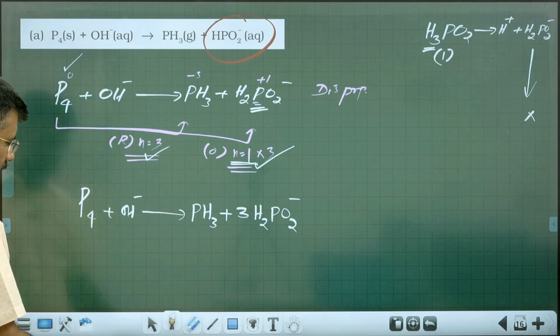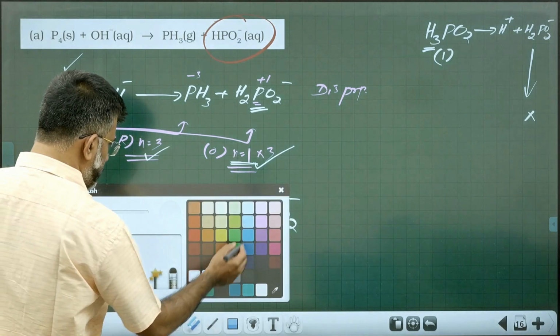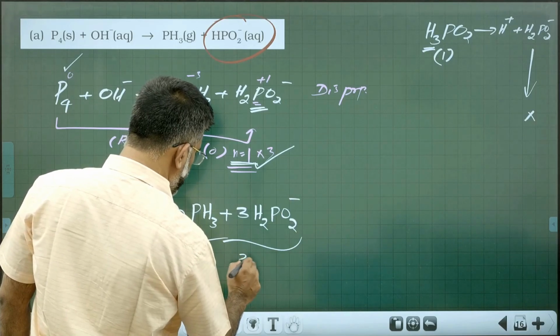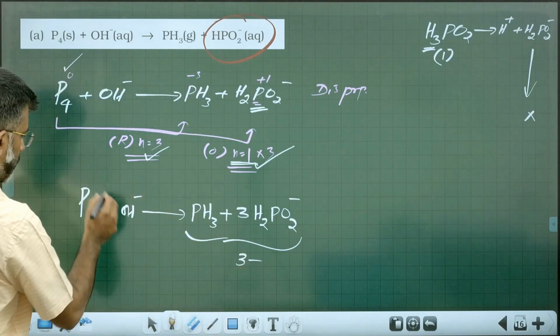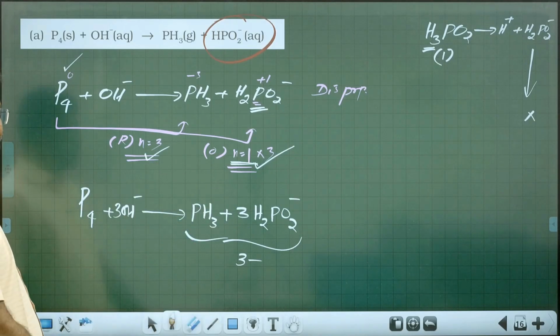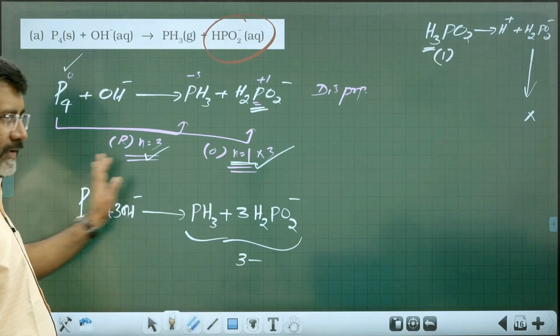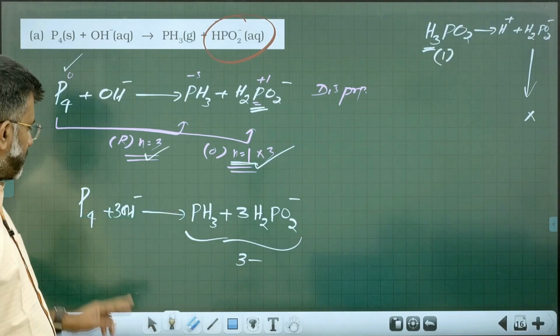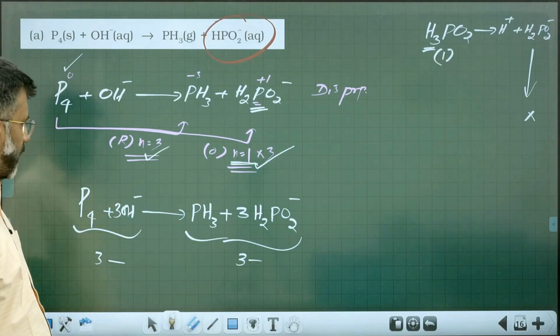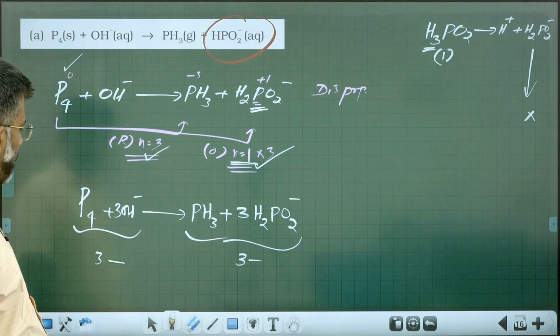Next is charge balancing. How to balance the charge? You look at the right hand side, there is 3 minus. So here you can give 3 minus. So the charge is also balanced. The n factor is balanced, the charge is balanced. By giving 3 here, now it is 3 on both sides. Now it is hydrogen balancing.